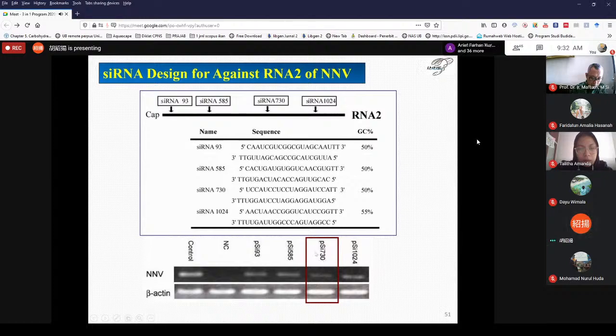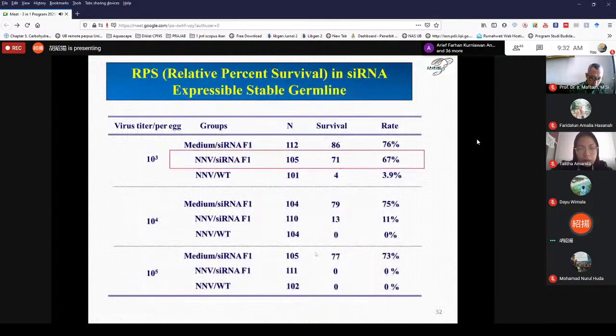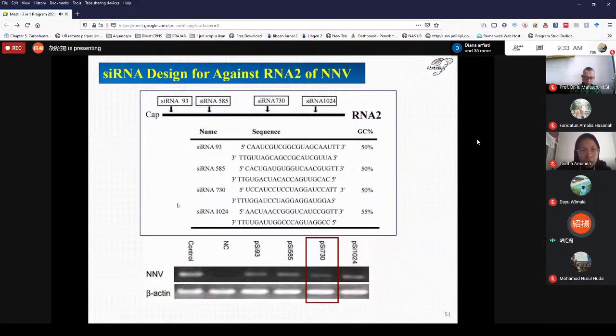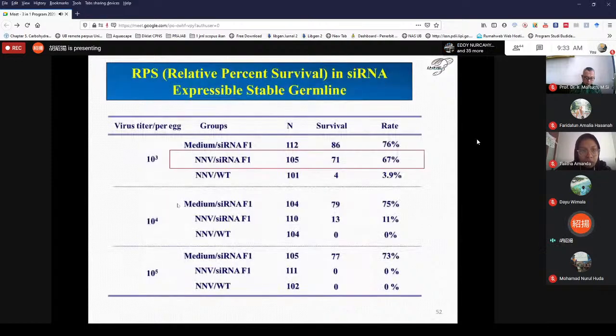So we use this one to construct an expression vector, and the same expression vector was injected into the zebrafish embryo to establish the transgenic line. And then we analyze whether the transgenic line can resist NNV infection. It is a stable line, zebrafish.